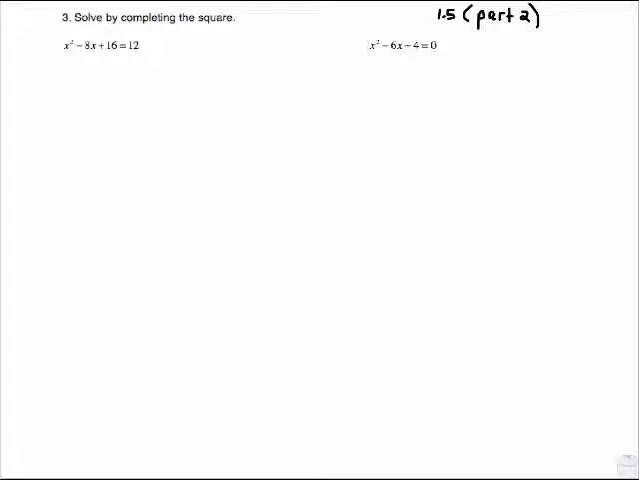This is MAC 1105, Section 1.5, Part 2. What we're doing here is solving quadratic equations. In Part 1, we solved by factoring and by taking the square root. Now we're going to solve by completing the square, which is not the best way, it's not the easiest way, but it is related to taking the square root.